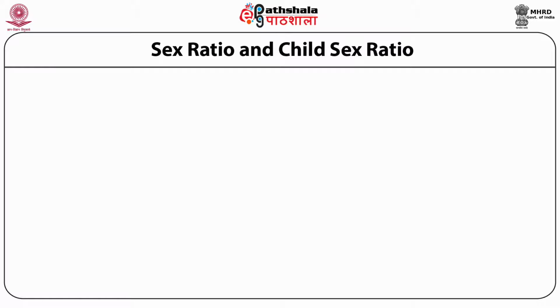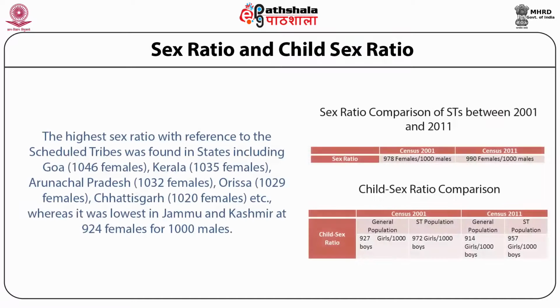Now let me come to know the sex ratio and child sex ratio among the tribals. The highest sex ratio with reference to the scheduled tribe was found in states including Goa, that is 1046 females per 1000 of male, followed by Kerala 1035 females, Arunachal Pradesh 1032, Odisha 1029, Chhattisgarh 1020, etc., whereas it was lowest in Jammu and Kashmir, that is 924 females per 1000 male population.